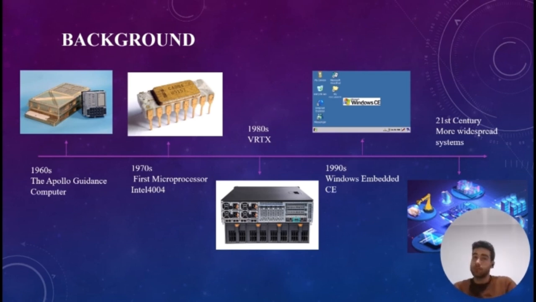And here in the background part, the roots of embedded operating systems go back to the 1960s with the Apollo guidance computer, a pioneering system for space exploration. In the 1970s, we saw the advent of the first microprocessor, the Intel 4004, which revolutionized computing. Through the 80s and 90s, systems like VRTX and Windows Embedded CE laid the groundwork for real-time and industry-specific solutions. Today, embedded operating systems are more widespread than ever before, enabling everything from MRIs to self-driving cars.